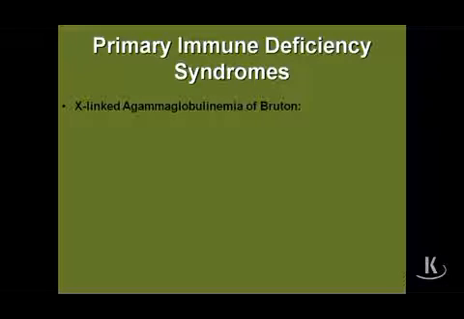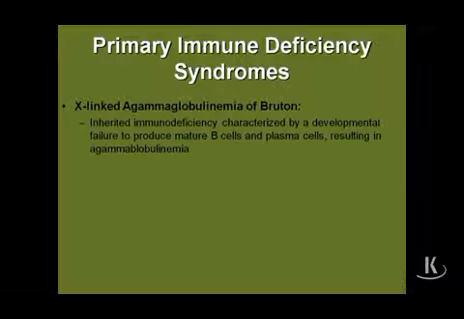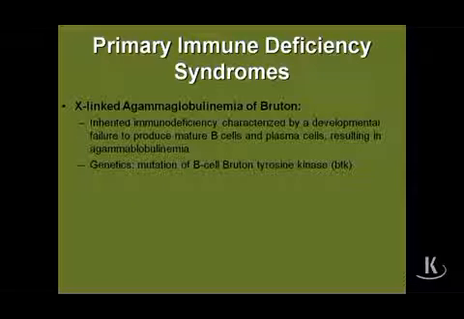Let's talk now about primary immune deficiency syndromes. These are ones that you're born with. The one that involves B cells, you think of X-linked agammaglobulinemia of Bruton type. And this is obviously going to not allow the development of mature B cells, plasma cells, and the various isotypes of antibodies that can be produced by the subtypes, leading to agammaglobulinemia. And the mutation involves the Bruton tyrosine kinase.